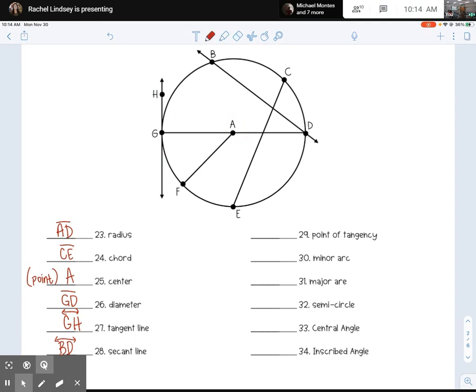Okay? So now, number 29, what is the point of tangency? So point of tangency has to be on the tangent line. Which one is the point of tangency, H or G? G. G will be your point of tangency.